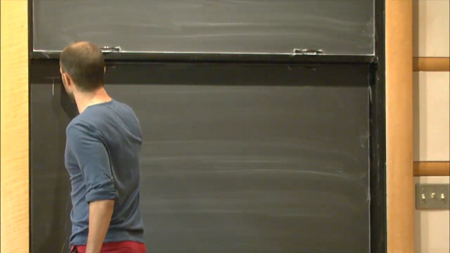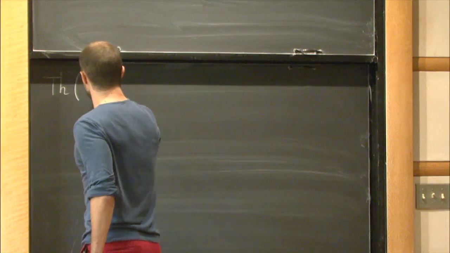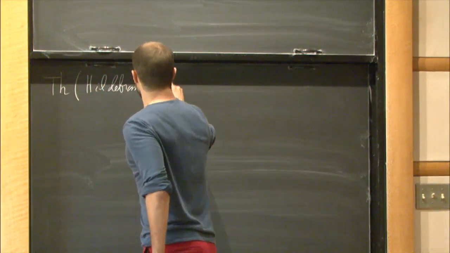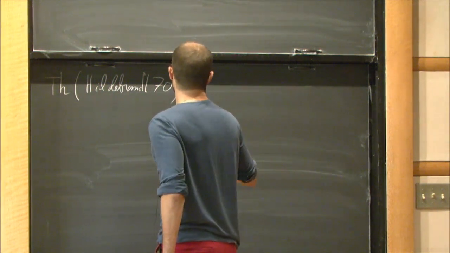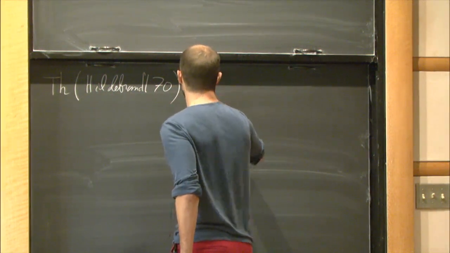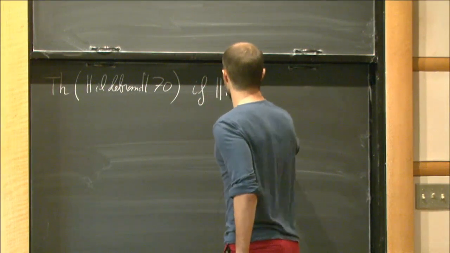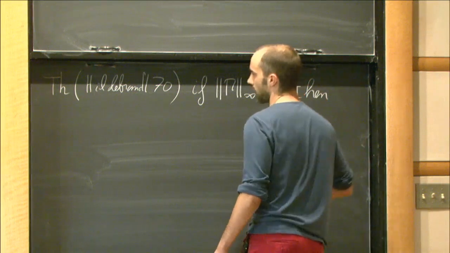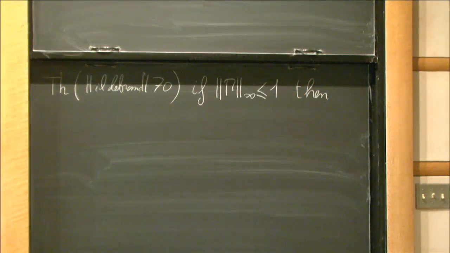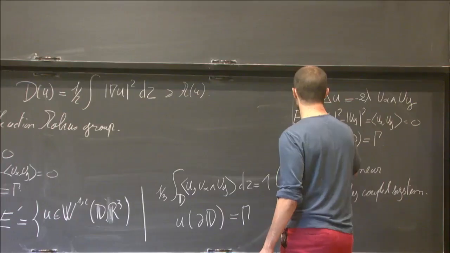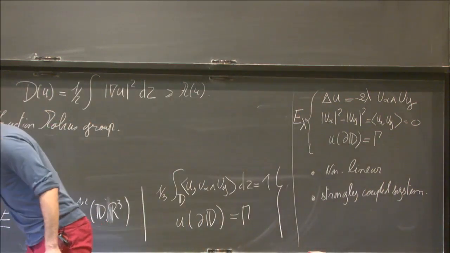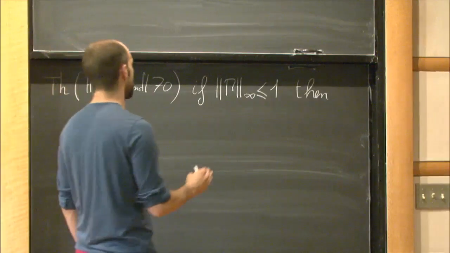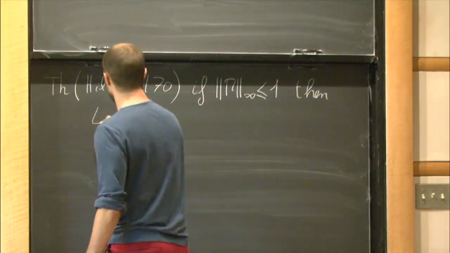The first one is due to Hildebrandt in the 70s, which states that if your curve is small enough, then, so I'm going to give a name to this equation, E lambda. This one is, of course, 0. So if the norm of gamma is smaller than 1, then E1 has a solution.